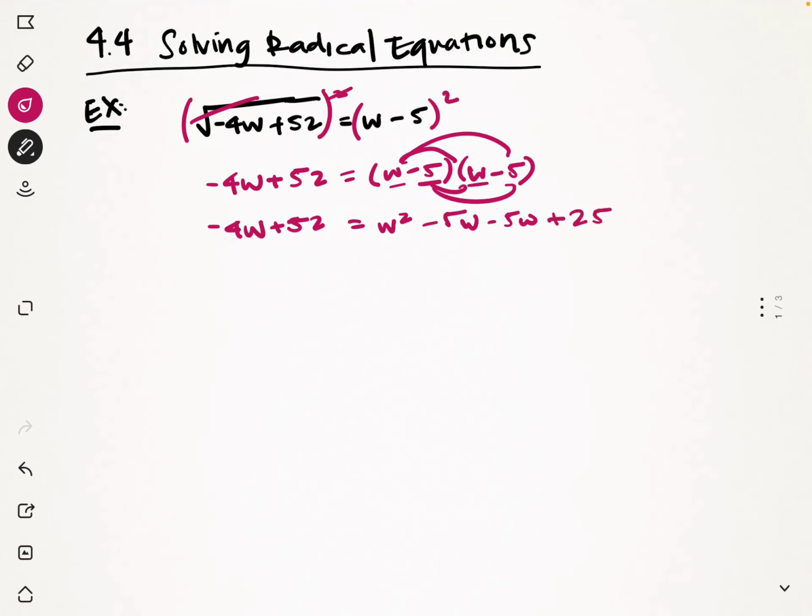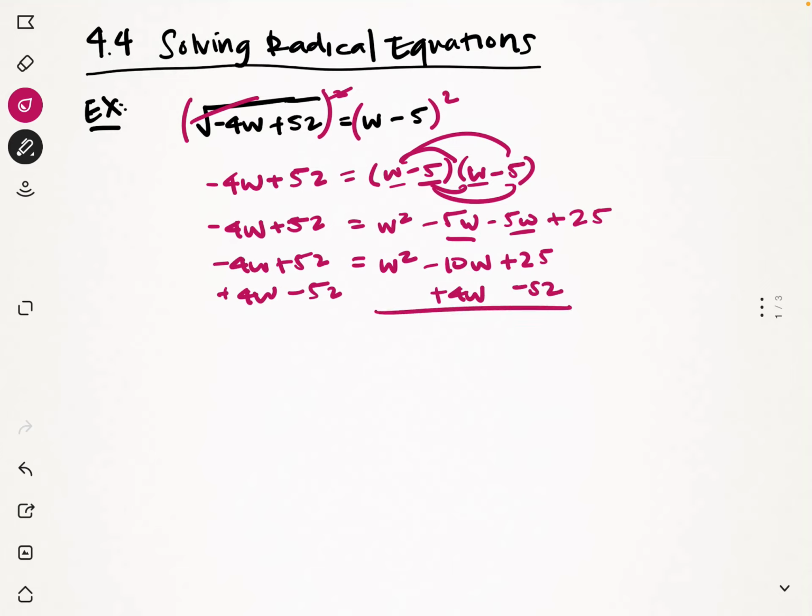Alright, so let's start cleaning up some stuff here. Negative 5w minus 5w is negative 10w. And then let's move over our 4w and our 52. Okay, so the whole purpose of that is so one side is 0. On the right side we have w squared minus 6w, and that's going to be minus 27.